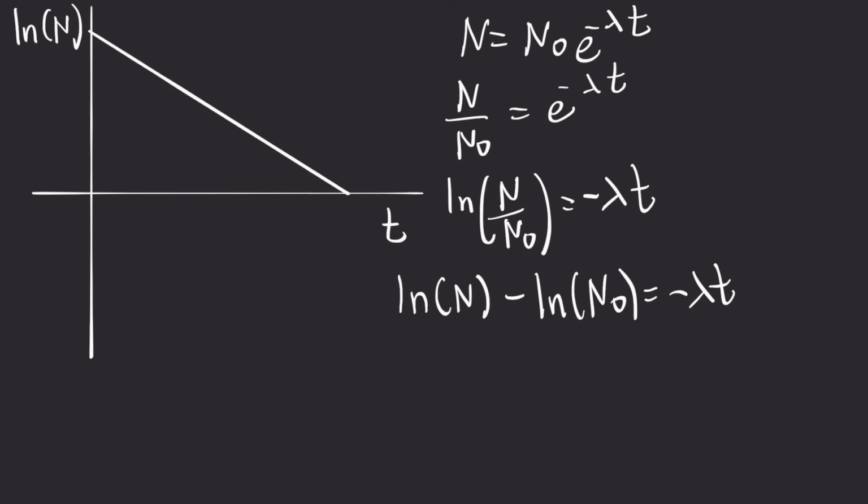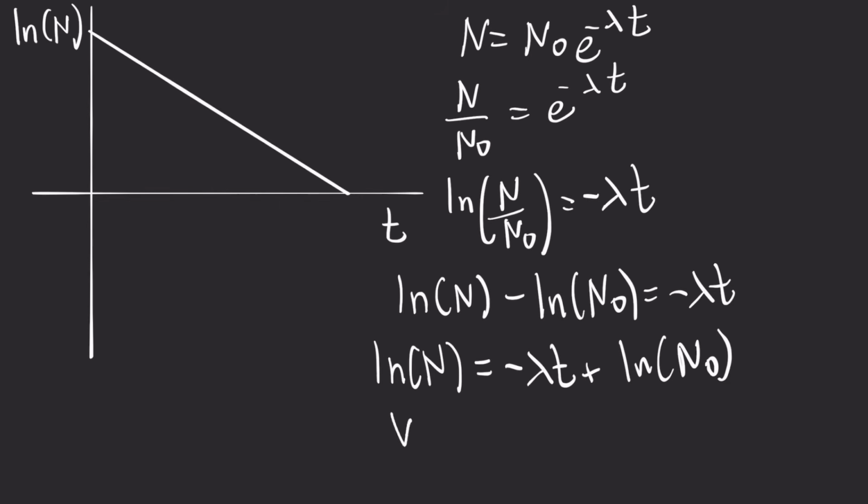Now let's rearrange for whatever is on the y-axis, which is ln of n. So I'm going to make ln of n the subject of this equation, giving us minus lambda t plus ln of n naught. And look at this. If we write underneath y is equal to mx plus c, ln n is on the y-axis, t is on the x-axis. This means that our gradient is equal to the negative decay constant. This makes sense because we can see that our gradient will be negative.